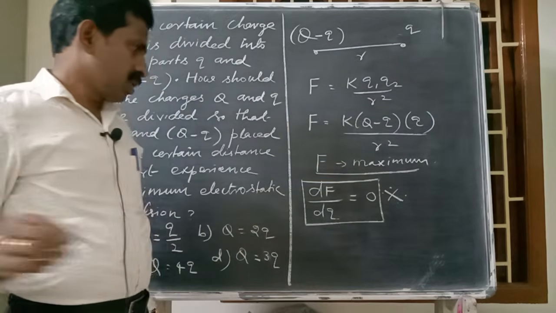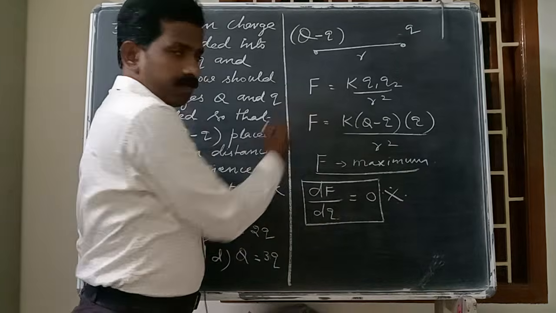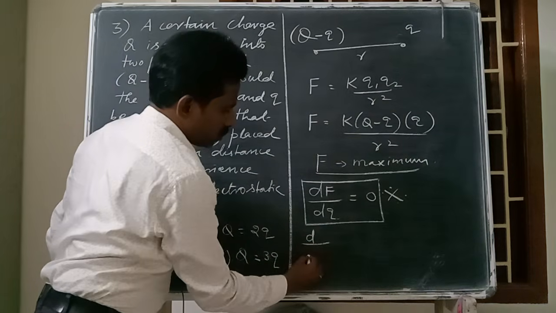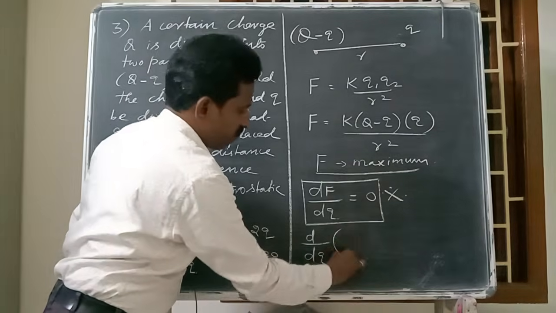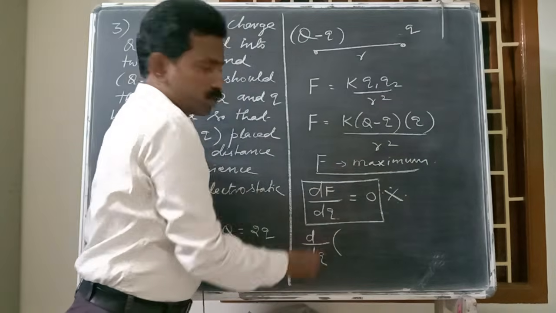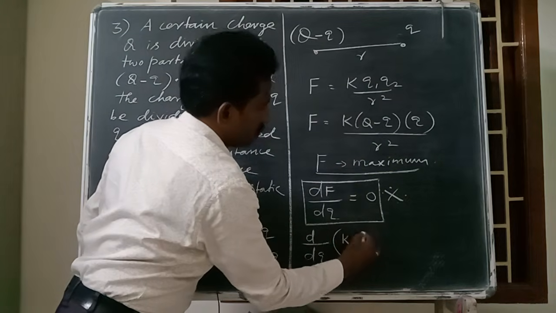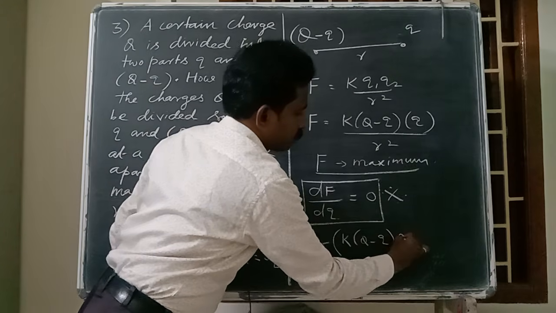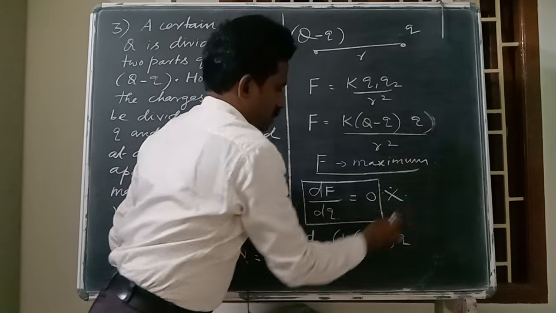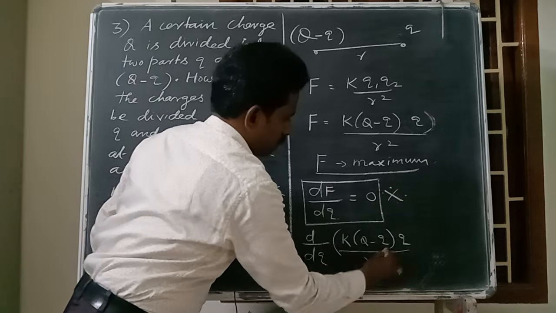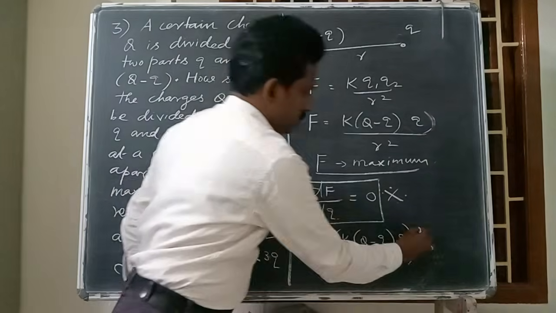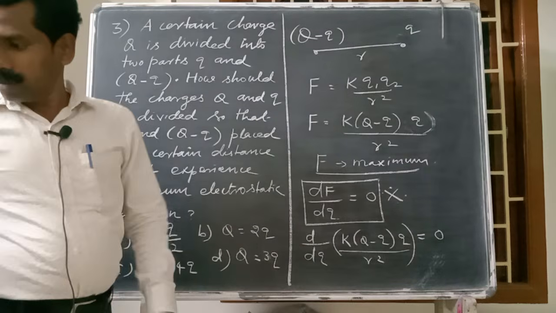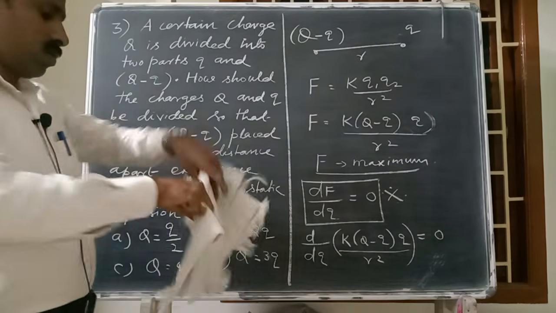So now let us apply this condition here. Instead of f, we have to substitute this: d by dq of k into capital Q minus small q into small q divided by r squared, equal to 0. According to our condition, this is equal to 0. Let me erase the question now.